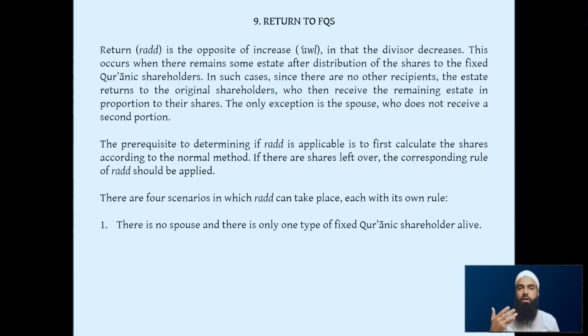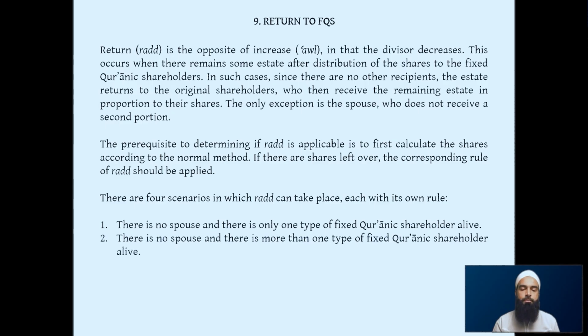There may be more shareholders, but only one type. For example, daughters, but there are obviously multiple daughters. There's only one type here because only daughters are there. There's nobody else there of fixed Quranic shareholders. So there's no spouse, remembering no spouse, and one type of fixed Quranic shareholder alive.